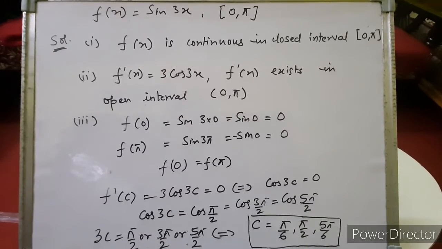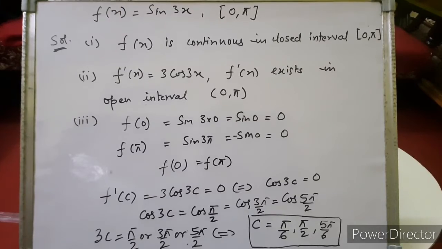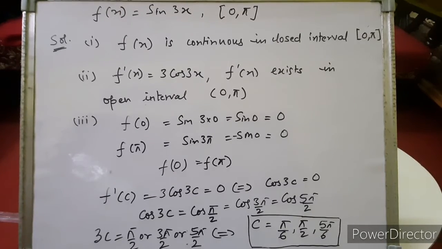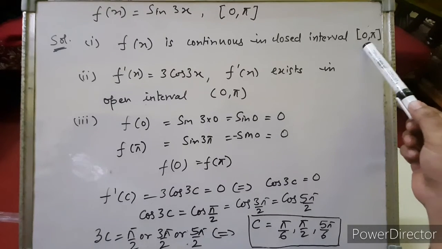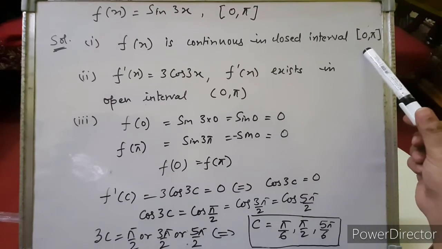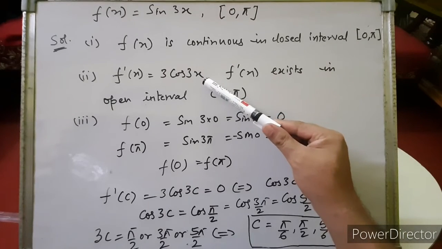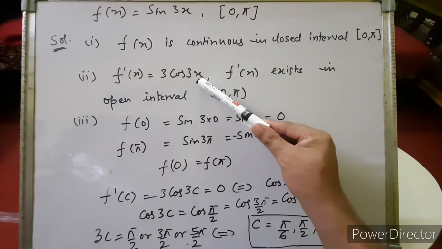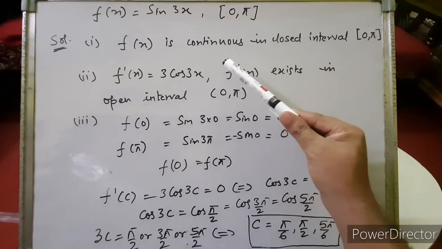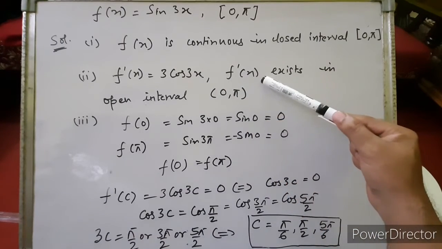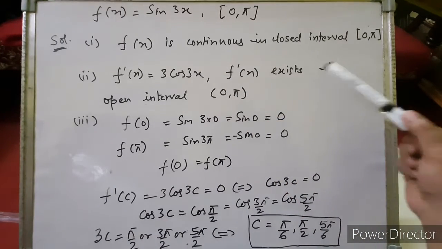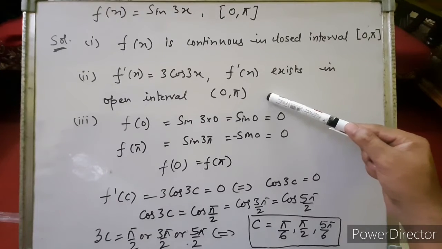Now, we know that sin x is a periodic function. sin 3x will also be a periodic function, and it is continuous for all values of x. That means it is true for all x belonging to real numbers. So we can say that f(x) is continuous in the closed interval 0 to π. The derivative of sin 3x is 3 cos 3x, and cos 3x is defined for all values of x. So f' exists in the open interval (0, π).